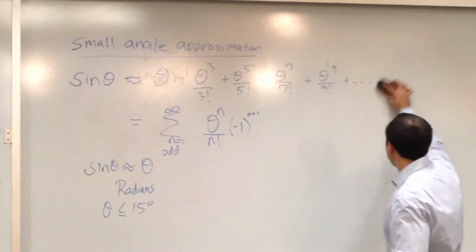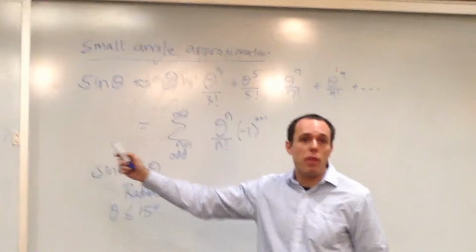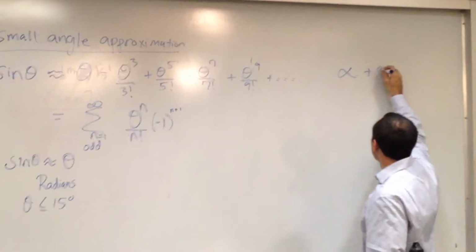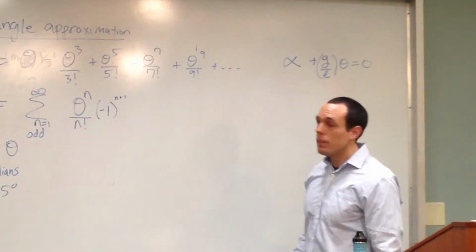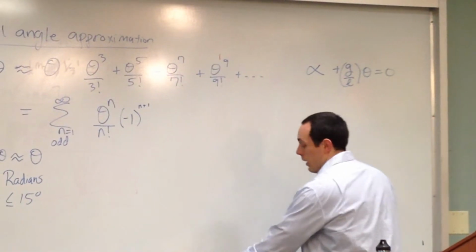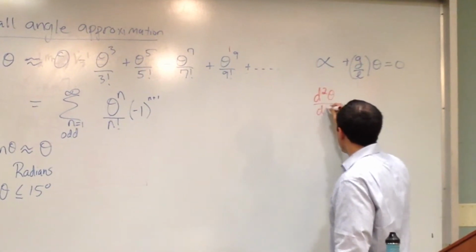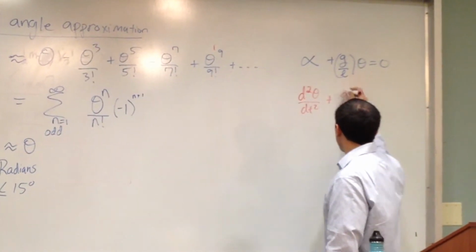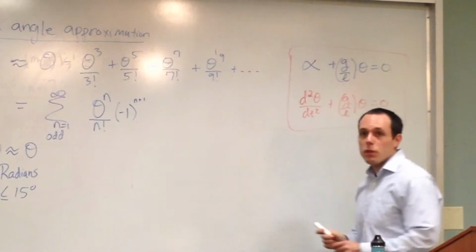So let's use this now. Let me take those two equations and replace the sine of the angle theta with theta. The one that we learned algebraically: alpha plus g over L theta is equal to 0, where theta is that angular displacement. Or, in terms of its actual notation, d squared theta over dt squared, so the second time derivative of the angle theta, plus g over L times theta is equal to 0. These are our two equations of motion.